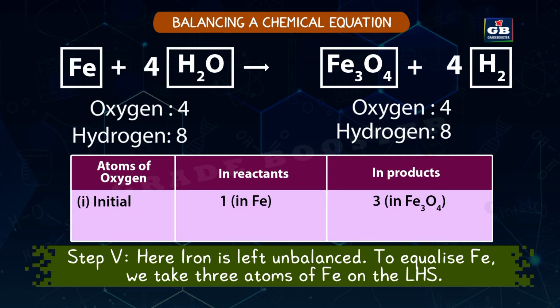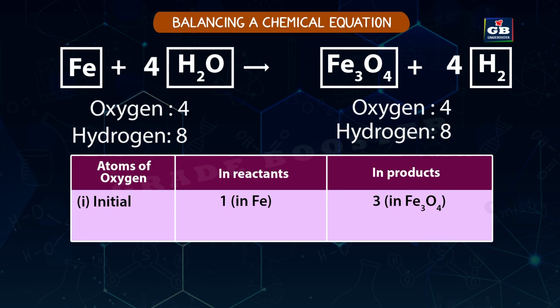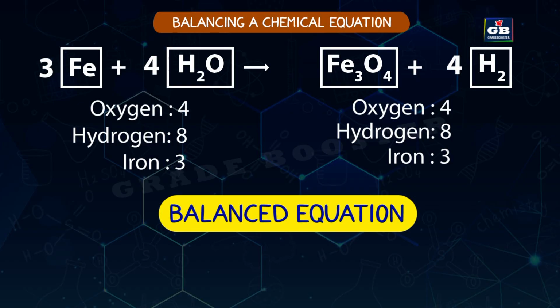Let's see. Atoms of iron initially in the reactants are only 1, whereas in the products 3, Fe3O4. So now in the reactants we are multiplying 1 with 3. That means we are adding 3 as a coefficient for Fe. Now it becomes 3Fe plus 4H2O gives rise to Fe3O4 plus 4H2. So now this is a balanced equation.